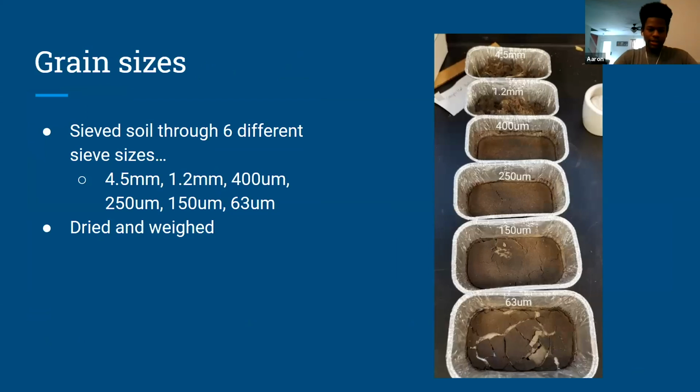Grain size analysis was done with sieves. We just took the soil samples, sieved them through, and separated them into these different baking pans that you see, putting those into the oven and drying them as well in order to get their dry weight. And we have the different measurements in the picture on the side.